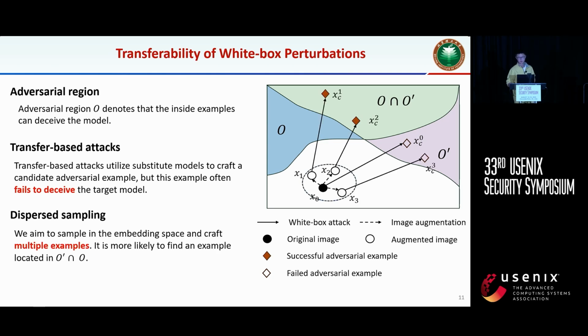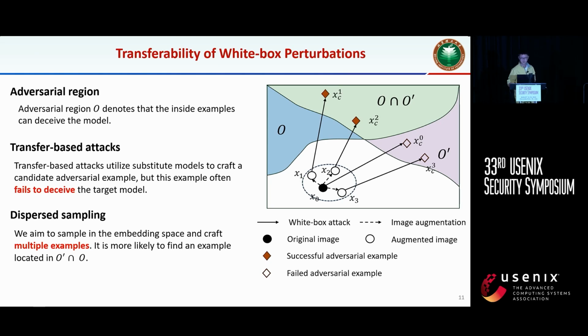So our intuition is to sample the variants of the original image in the embedding space through image augmentation, so we can generate multiple candidate adversarial examples. Just as shown in the picture, we can generate, say, three different augmented images from the original one, and two of the adversarial examples generated from them could fall into the overlap area of the target and the substitute models' adversarial regions. In this way, we can increase the likelihood of finding a sample that can successfully deceive the target model.